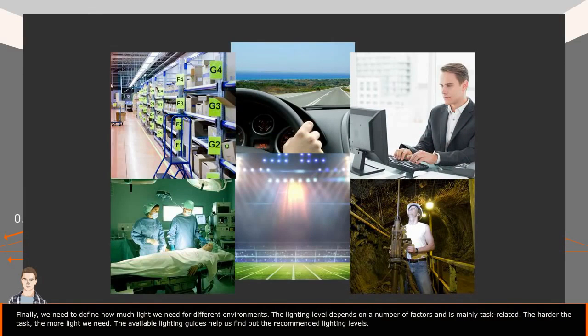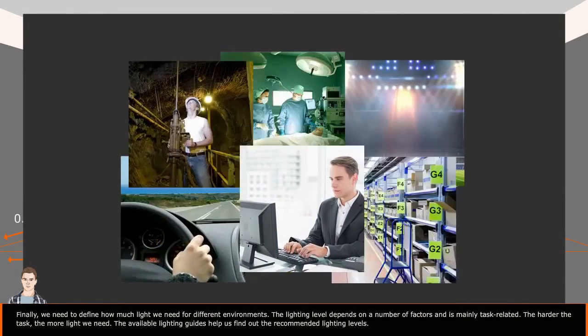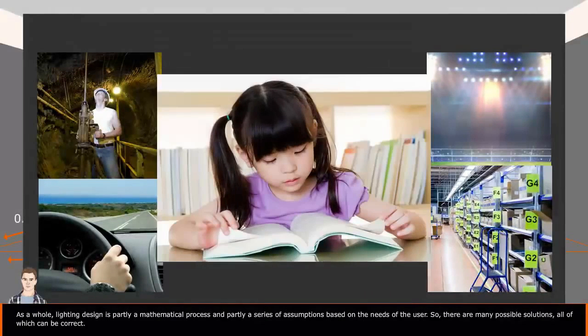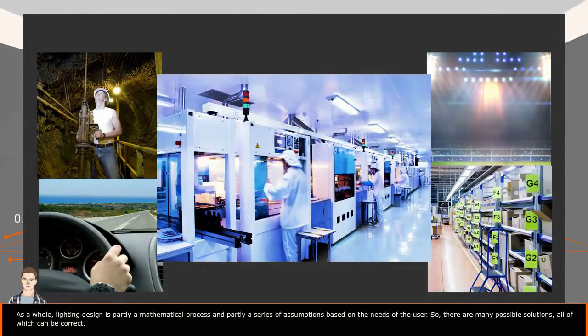Finally, we need to define how much light we need for different environments. The lighting level depends on a number of factors and is mainly task-related. The harder the task, the more light we need. The available lighting guides help us find out the recommended lighting levels. As a whole, lighting design is partly a mathematical process and partly a series of assumptions based on the needs of the user. So there are many possible solutions, all of which can be correct.